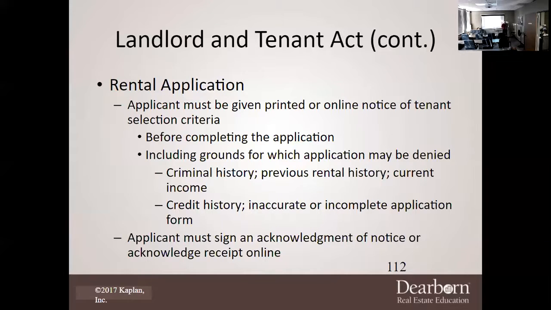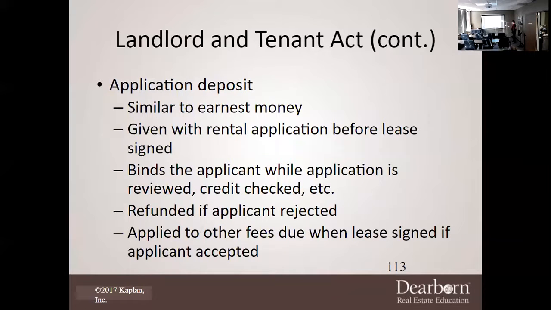What's the problem with that? Well, if they got a criminal history, what's that mean, Miss Linda? Well, if you didn't have that policy, then you got to probably accept them, even though you don't want them to. Okay. The applicant must sign an acknowledgement of the notice or acknowledge that receipt online. The application deposit is going to be similar to the earnest money. Again, an application deposit is going to be given with the rental application before the lease is signed. Very similar to your first month's rent most of the time.